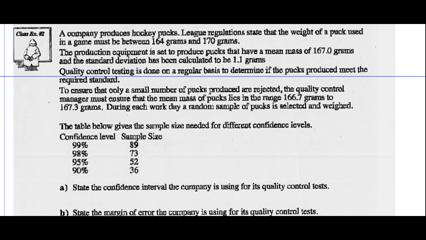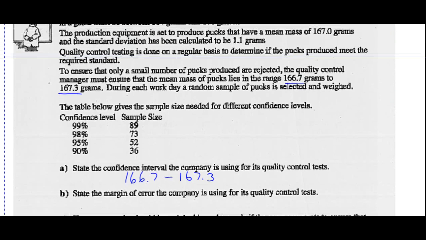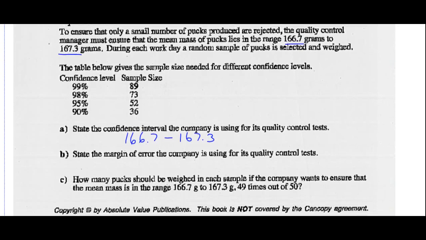Well, they told us that up here, 166.7 to 167.3. That is the confidence interval. State the margin of error. Again, they didn't really tell us that. But if I know that the mean that they want is 167, then I know the margin of error is plus or minus 0.3.